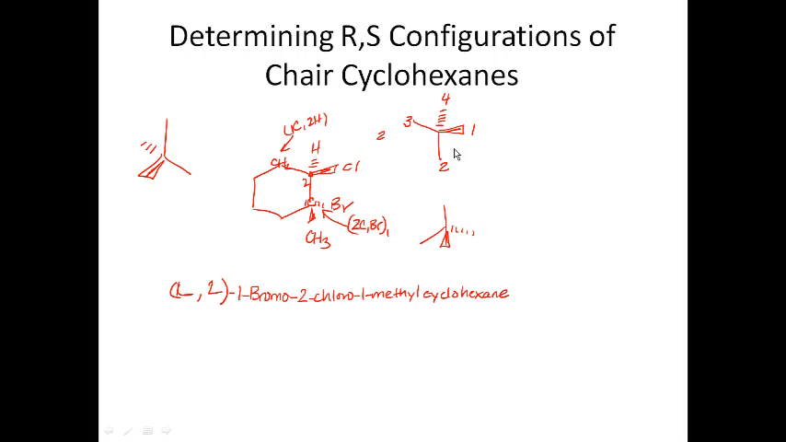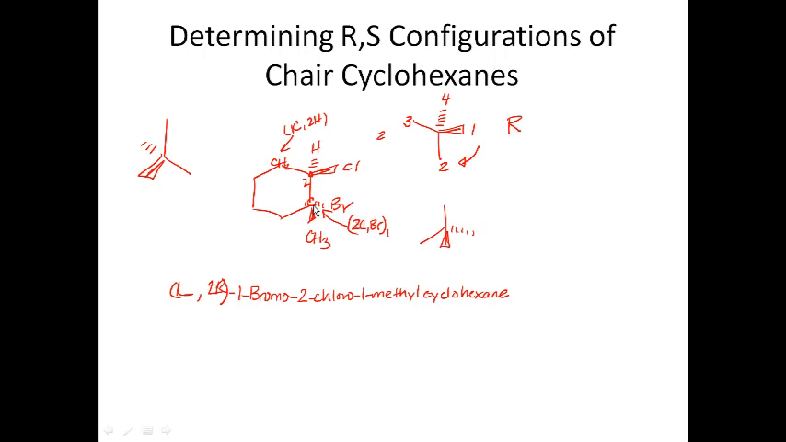Now one of the things you have to do before you start doing any group switching or rotating is take a second and see if the 4th priority group is away from you. Most of the time it won't be, so you'll have to do some sort of manipulation, but in this case it is. So we say, okay, the 4th priority group is away from me. Going from 1 to 2 to 3 is clockwise. So carbon 2 here has the R configuration, so it's going to be the 2R.